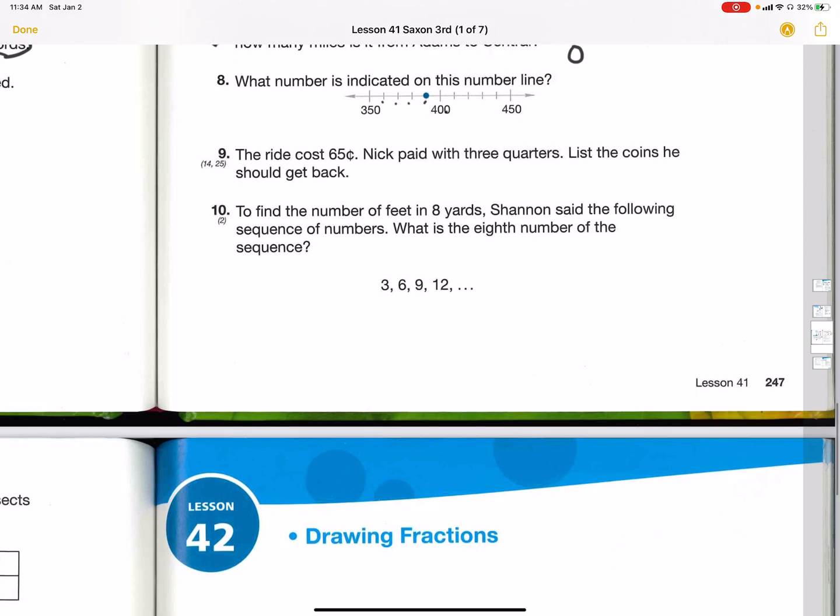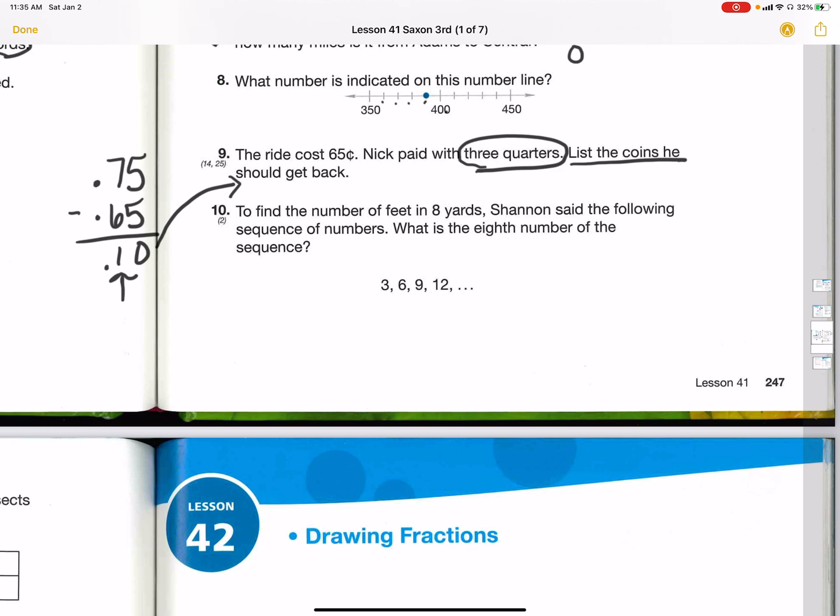The ride cost 65 cents. Nick paid with 3/4. List the coins he should get back. This is several steps. First, you need to know what 3/4 is equal to, and that is 75 cents. Next, you have to subtract 65 cents. 5 minus 5 is 0, 7 minus 6 is 1. Then you have to list the coins he should get back. So that's the only thing I'm not going to do for you. Tell me what coin, that's a good tip, is equal to 10 cents.